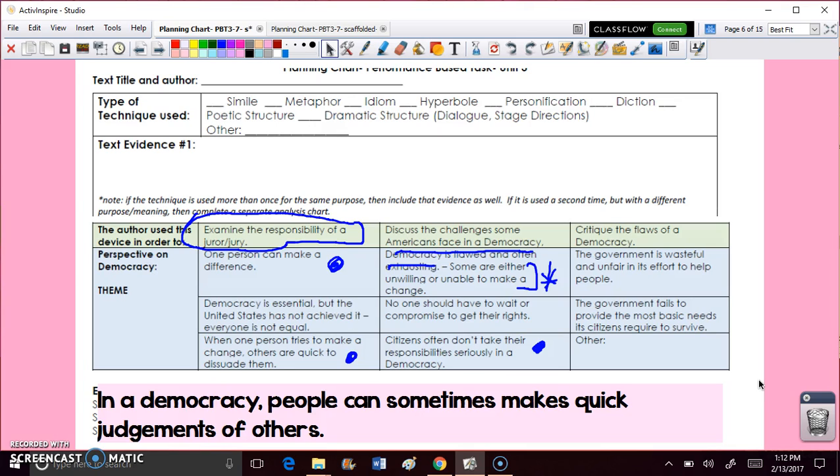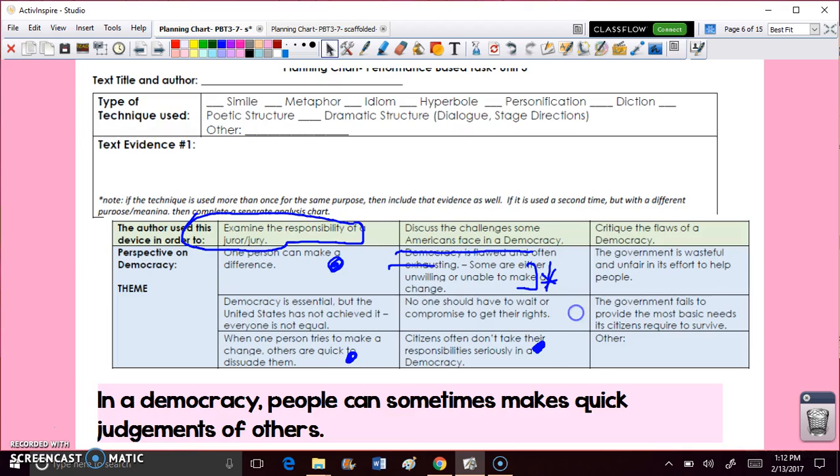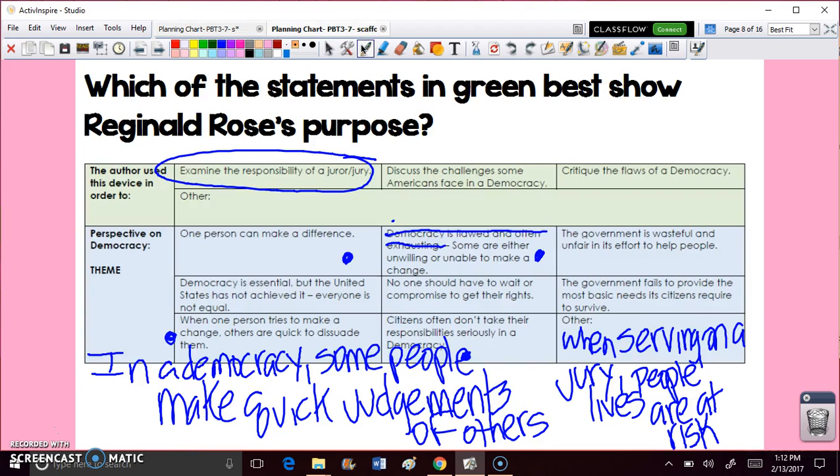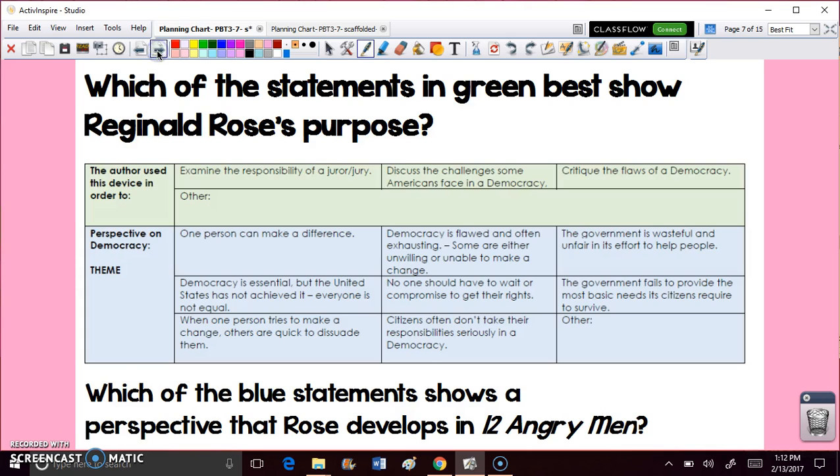So which one are you going to choose? Again, choose the one that you feel most strongly about, that you feel like would be the easiest to prove. How about citizens often don't take their responsibilities seriously in a democracy? That can definitely be proven with lots of evidence.